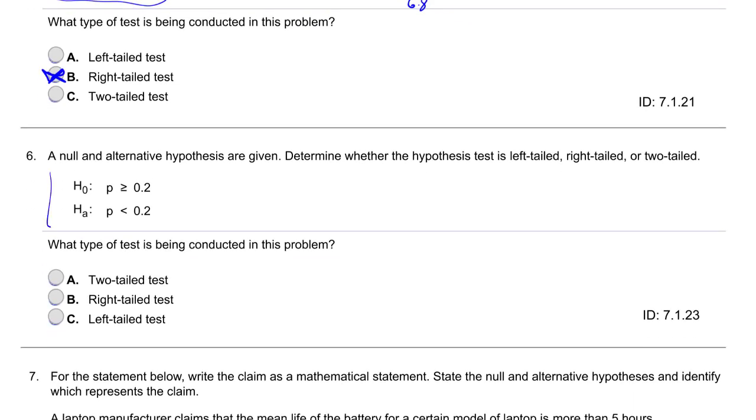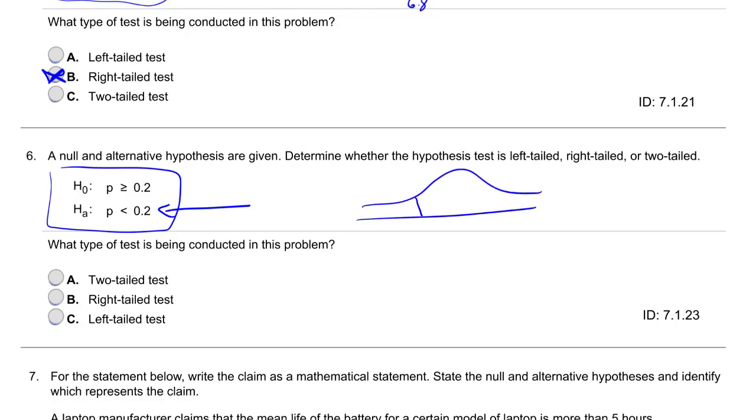Let's say we had this situation. What type of test is it? Again, you always look at the alternative to decide what test it is. It's p less than 0.2. There's 0.2, there's less than 0.2, that's left-tailed.